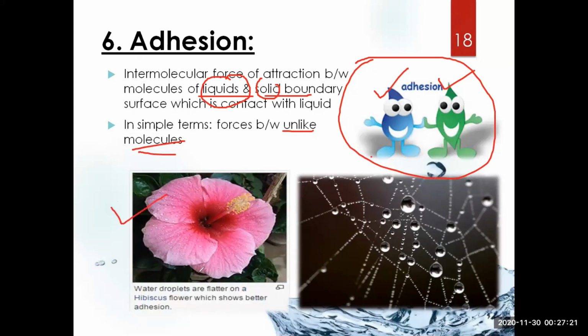Here you can see the examples for this property: the water droplets formed on the flower, and the water droplet on the spider web, where the water sticks onto the spider web. The spider web is one solid surface and the liquid is another. Here also the flower is a solid surface and the liquid is another. There is a force of attraction between two different molecules, the solid molecule and the liquid. Those two are examples of the adhesion property. It is the force between unlike molecules.